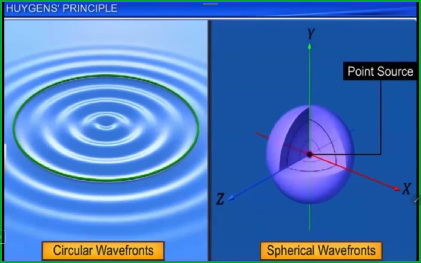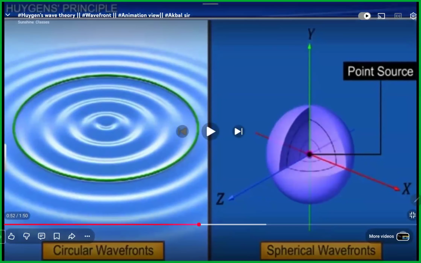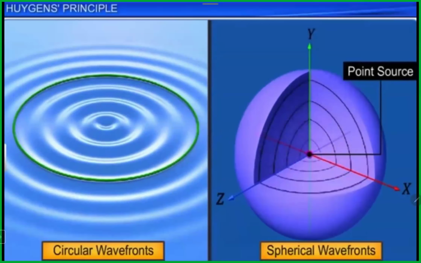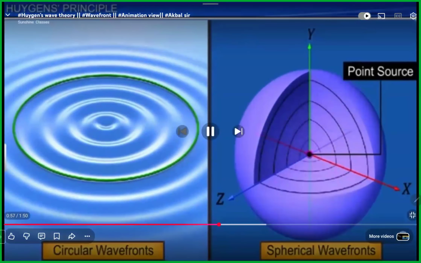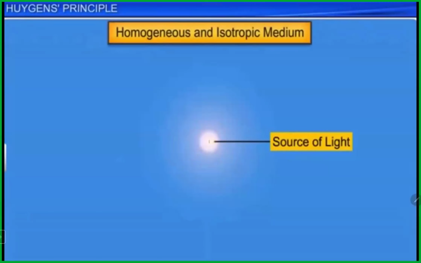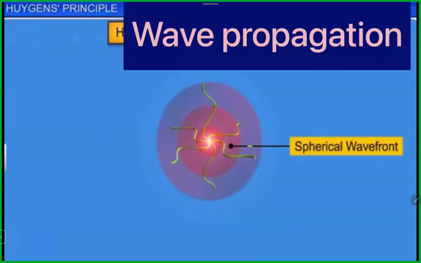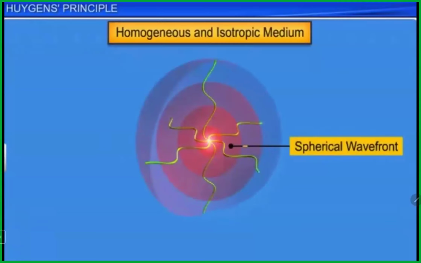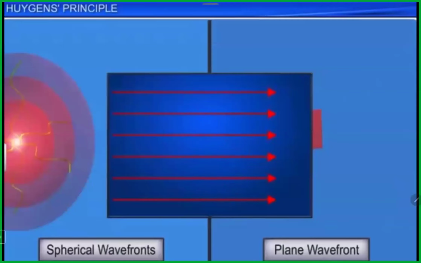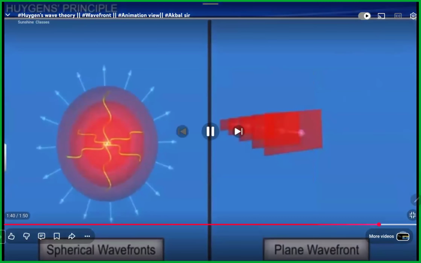See, a circular wavefront we can imagine in the case of water, but spherical is difficult. So you can take a second example where you have a point source and radiation is coming away from the center, spherical in shape. Spherical wavefront because of the point source. Plane wavefront, when it is coming from infinite distance, you can form a plane from all the radiation.